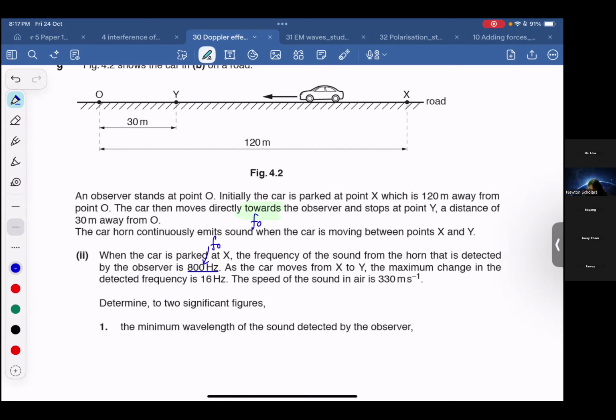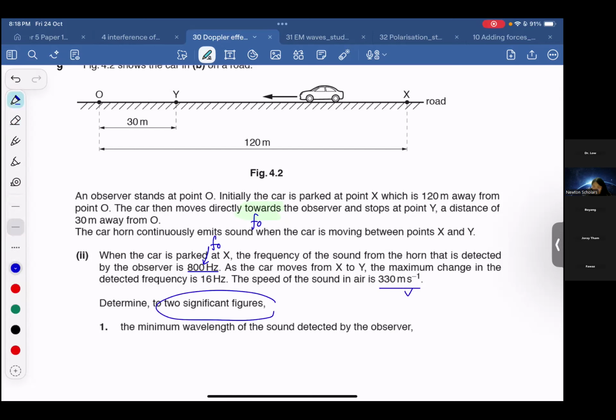The maximum change in the detected frequency is 16. So you have to think, should you plus 16 or minus 16 when it moves towards? First question, ask yourself: towards or away? What happened to your observed frequency? It should be higher or lower. So should I plus 16 or minus 16 for my observed frequency? Then after that, the speed of the sound. So this is V.